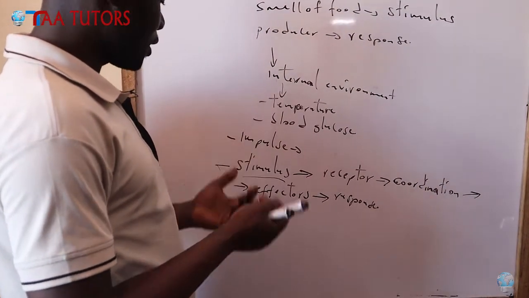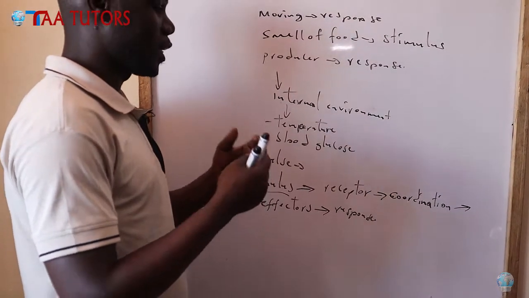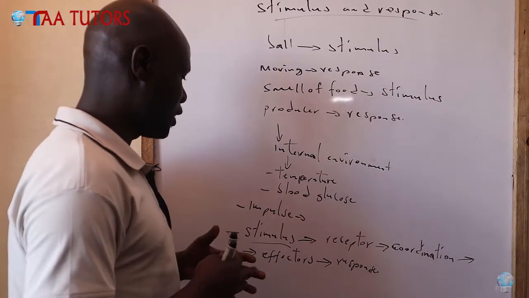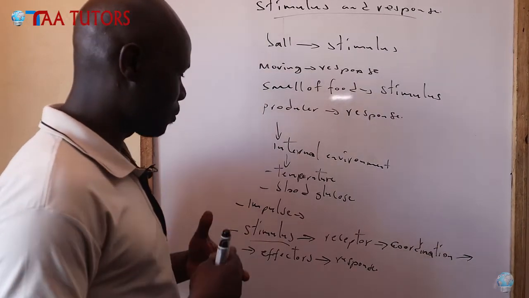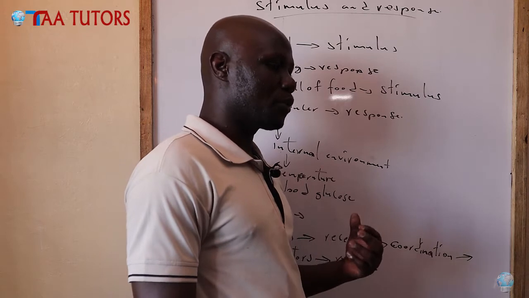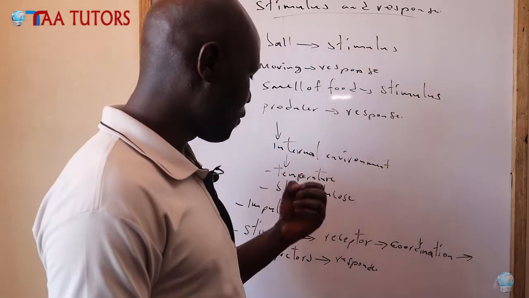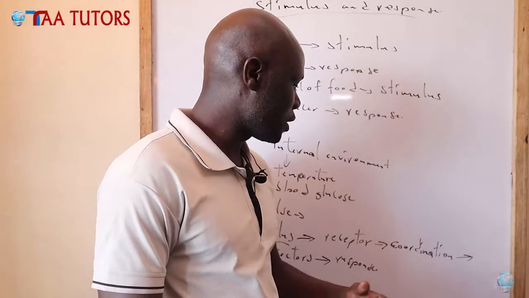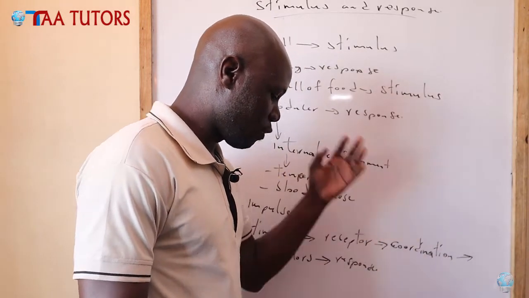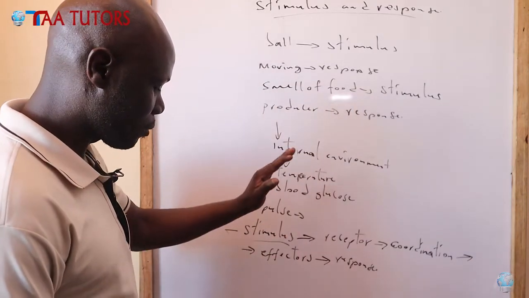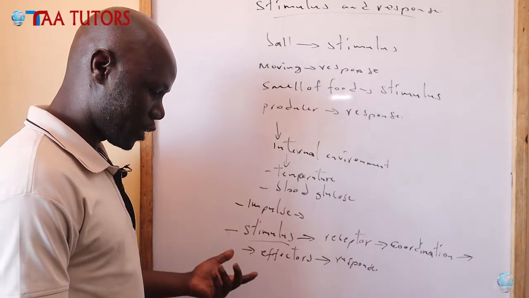So effectors can be muscles, or they can be the glands that will be releasing the chemicals that are needed for the response to the situation. And then when I bend my arm so that I remove my fingers from the hot object, I'm responding. So the response is seen as a result of the motion. That is how this particular event moves.